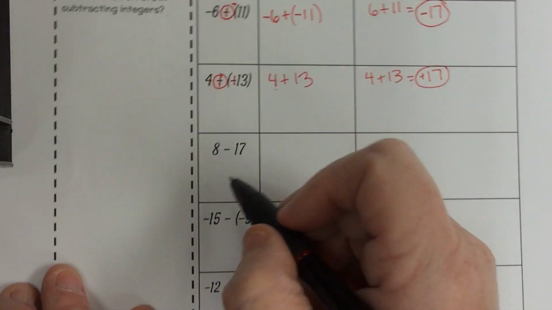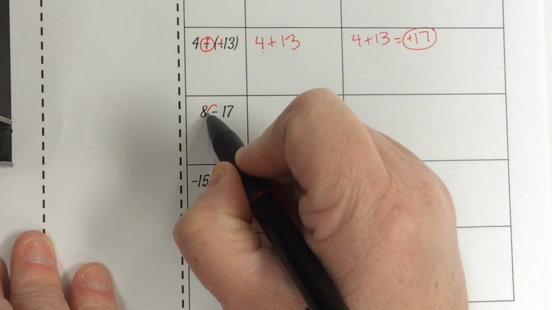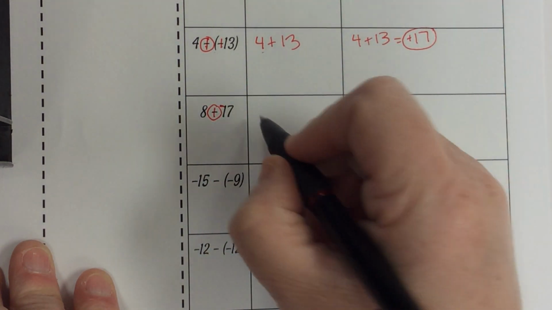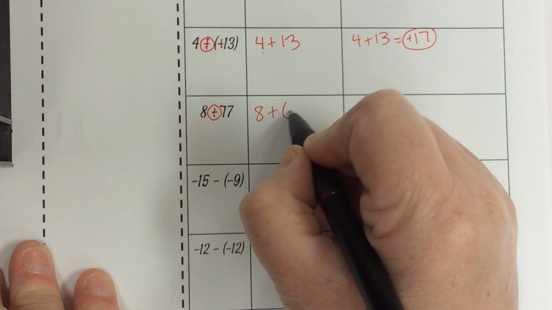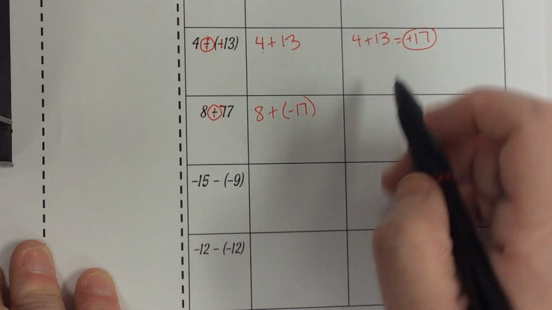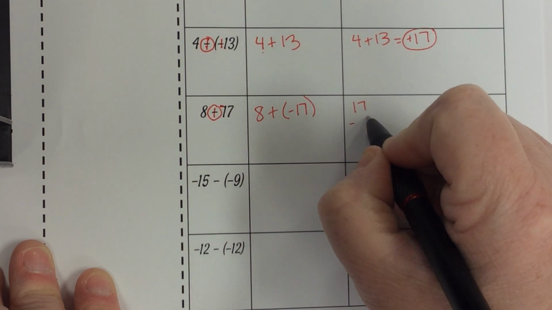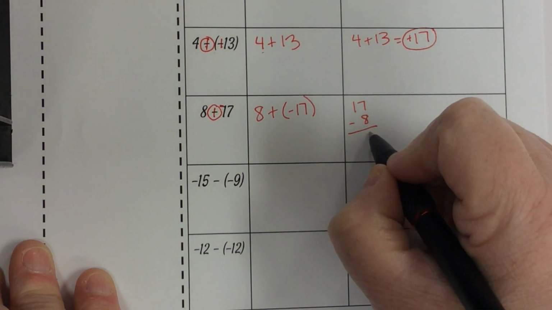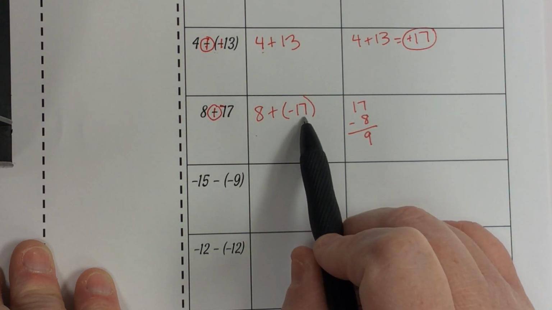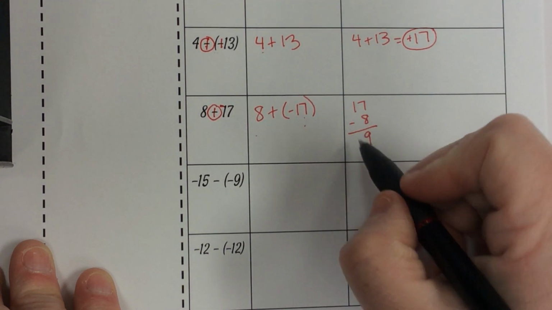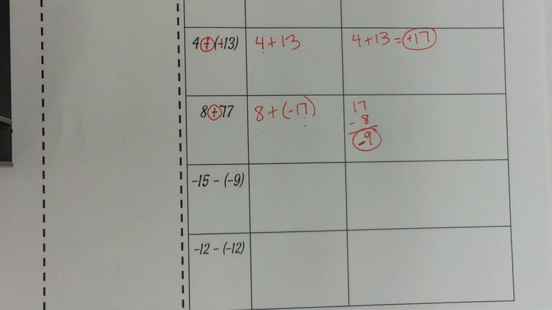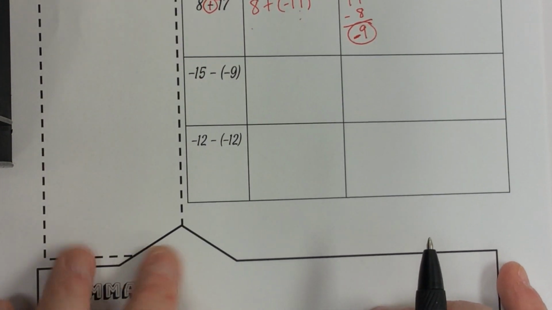Not so bad, right? All right, 8 minus 17. Circle the operation. Change your subtraction to addition and put the opposite of this second number. So now I have 8 plus negative 17. So my rule when I'm adding with opposite signs is I subtract them. 17 minus 8 is 9. Which one's bigger, 17 or 8? 17. And 17 is negative, so my answer is negative. Okay, so really what we end up doing is practicing adding, right?